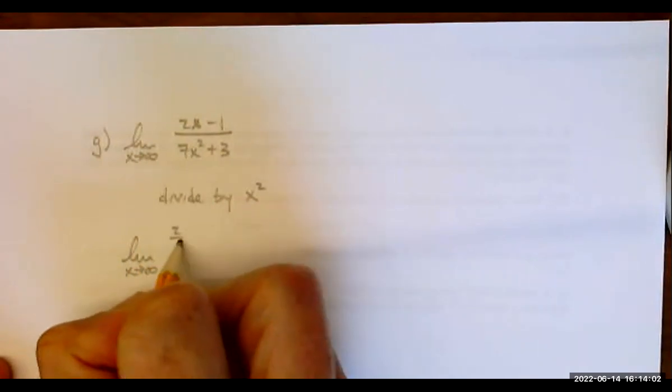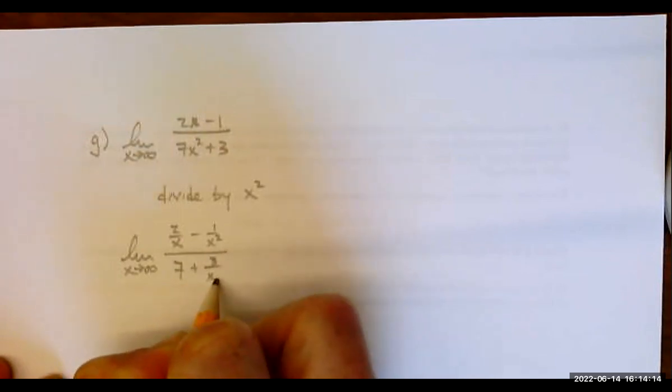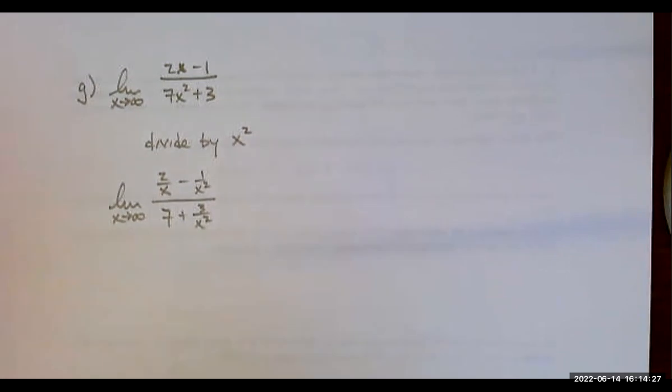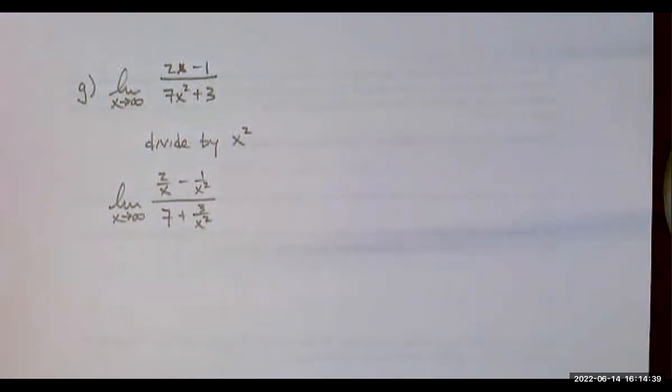So 2x over x squared is 2 over x, minus 1 over x squared. Then the 7x squared divided by x squared is 7. And finally, plus 3 over x squared. You might think, why do we choose the highest power of x in the denominator? Because we want to pick the biggest thing we can without causing the denominator to go to 0 when we do the limit. So if we divide by x squared, I know we'll at least have a 7, and this whole thing down here won't go to 0. It's okay if the numerator goes to 0, but not the denominator.